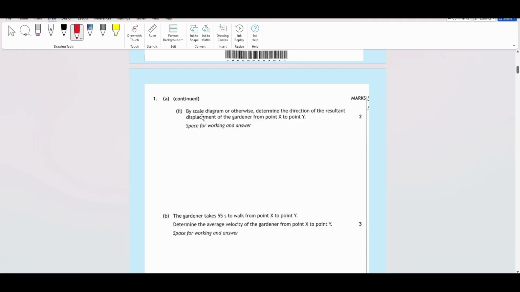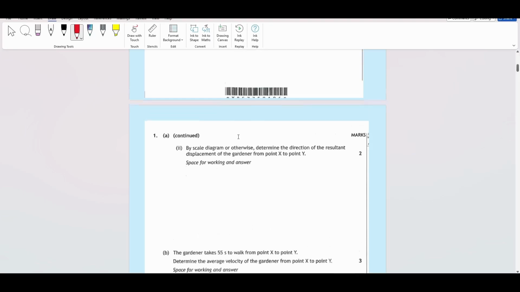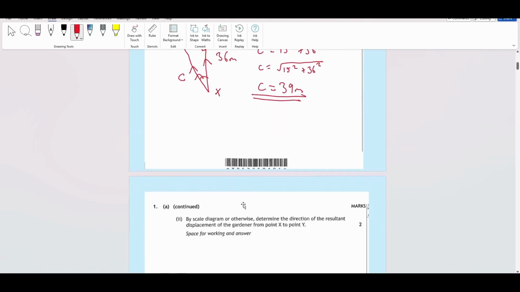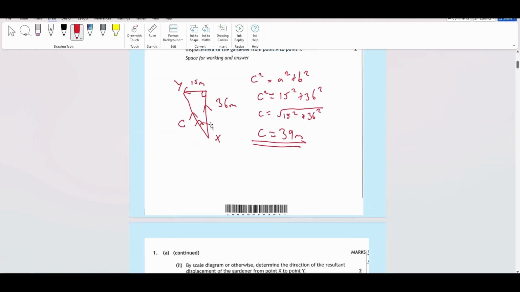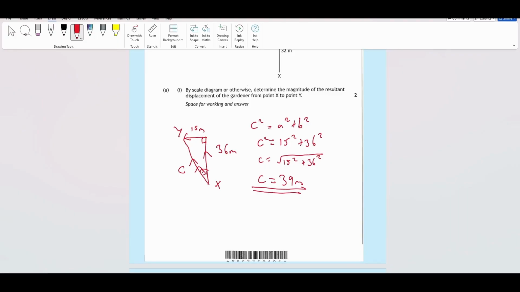1a part 2 says by scale diagram or otherwise determine the direction of the resultant displacement of the gardener from point X to point Y. So here we need the direction, and you can see here we have to turn X amount of degrees to face Y and then walk forward across it. So we need to work out this angle in here. So here we're going to use trigonometry to find out this angle. First we need to identify the sides that we have.